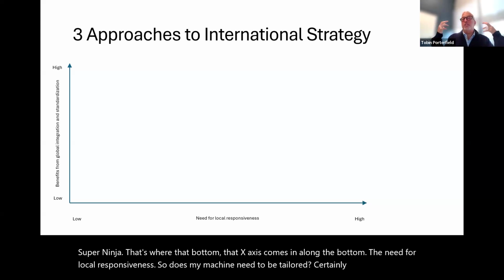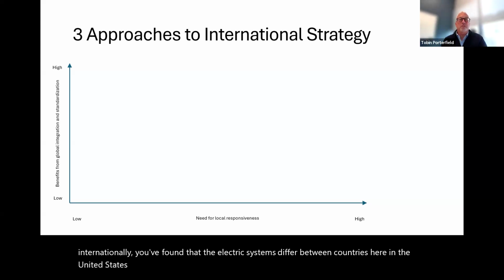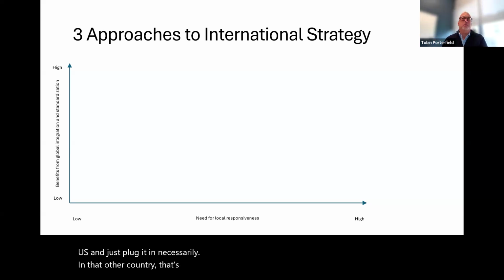Certainly, if you've traveled internationally, you've found that the electric systems differ between countries. Here in the United States, it's 120 volts. Over in Europe, it's 240 volts. You can't necessarily take something from the US and just plug it in in that other country. That's where local responsiveness comes in.